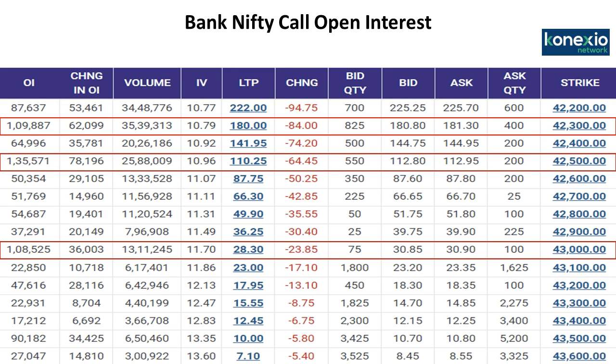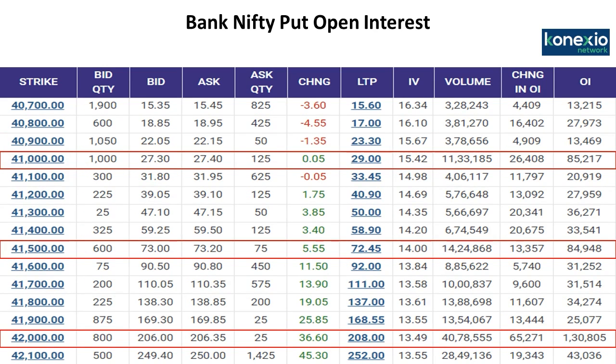So now let us look out for the Bank Nifty put data. In Bank Nifty puts, you can see the action was seen in 42,000 puts. Below that, 41,500 puts, and below that, 41,000 puts. Now here also you can see there has been a rise in the open interest. There has been a rise in the volumes.